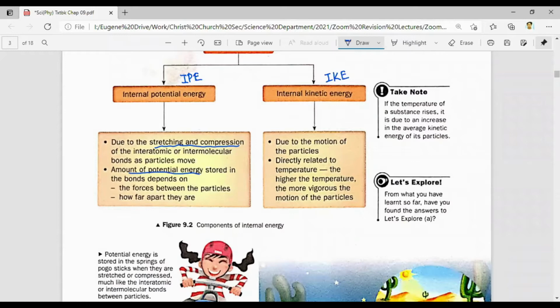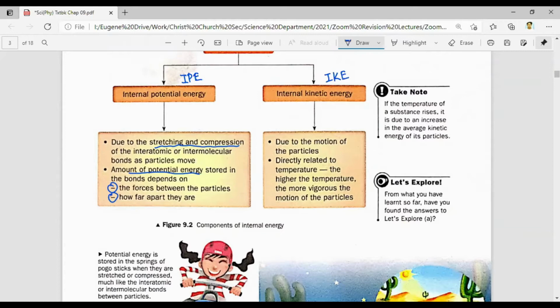This depends on two main things. First is the forces between the particles. The stronger the force, the greater the change in potential energy. How far apart they are also causes a change in the potential energy. So this is about the internal potential energy.